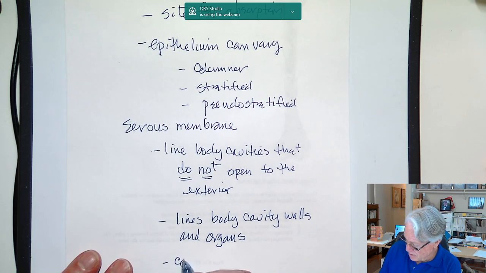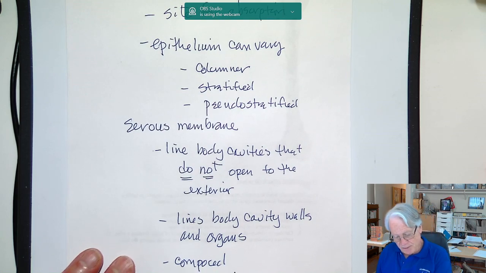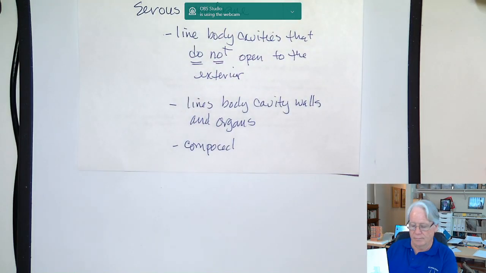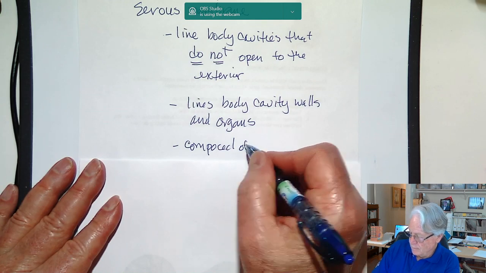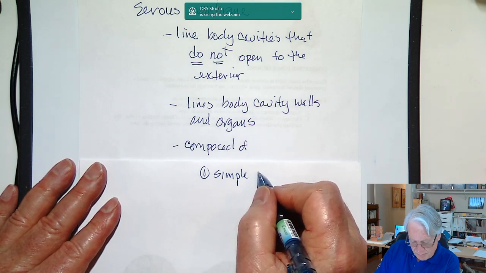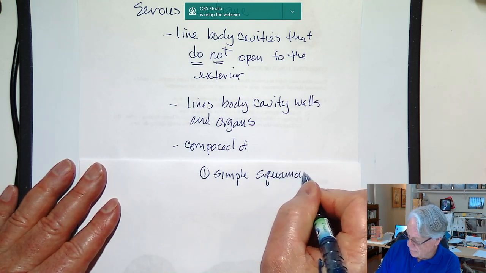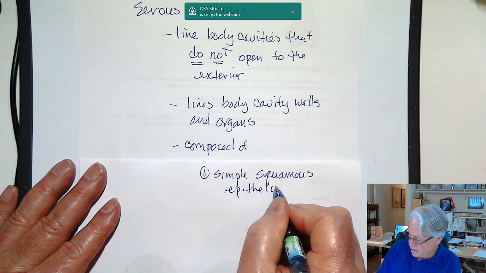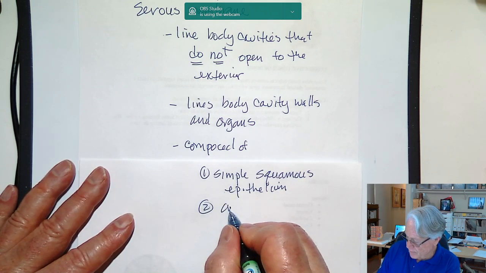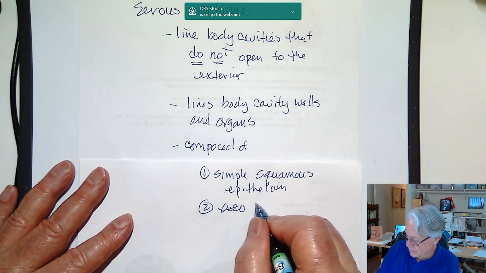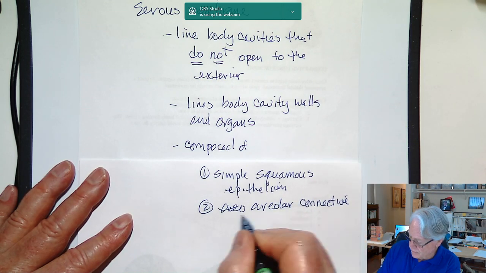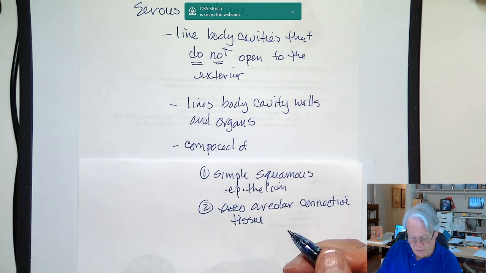It is composed of simple squamous epithelium and a thin layer of areolar connective tissue. That would be its basement membrane. Okay.